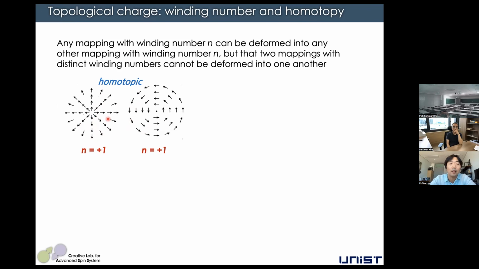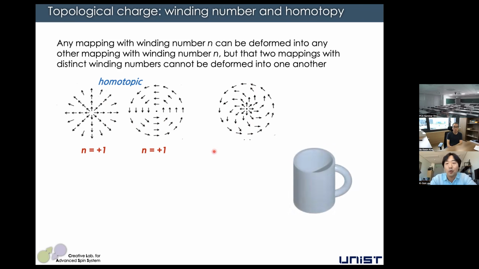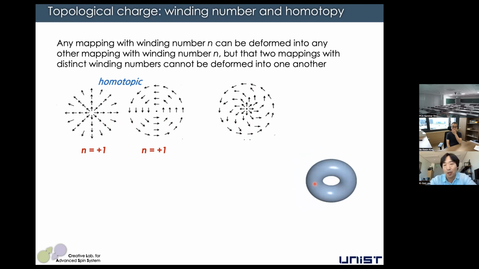It means you can change the structure from this one to this one trivially, without any energy barriers or anything. Okay, so here is another example of spin configurations with the same winding number. So you can easily change these structures from one configuration to another. Here is an example. You understand the curve and the donut are homotopic, so you can easily change the shape of that.